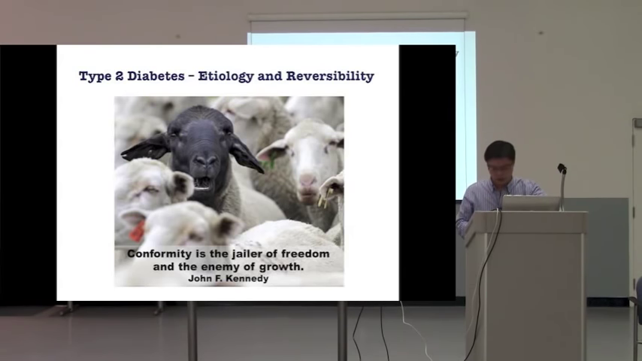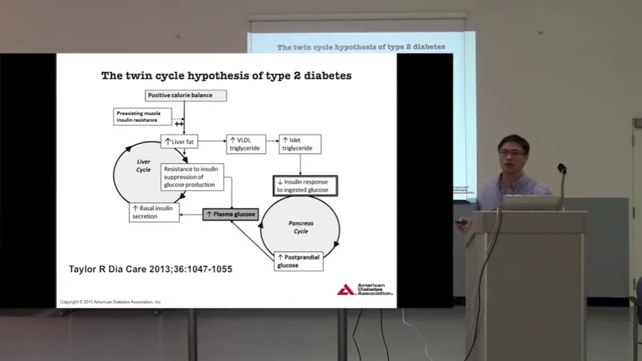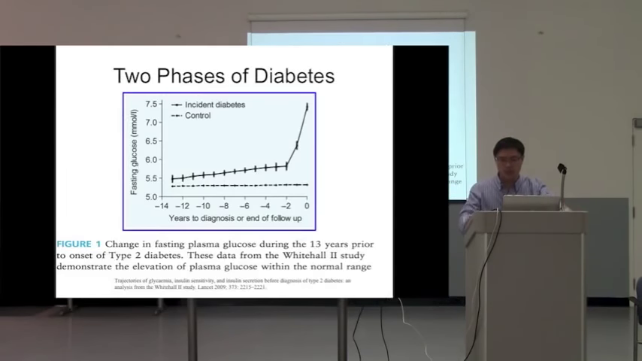And this is the paper it comes from. It's called the twin cycles hypothesis of type 2 diabetes, and it was published in Diabetes Care by Dr. Taylor in the UK. It's quite complicated, so we're going to take it through very slowly. The thing you have to understand about what causes diabetes is that there are actually two phases of type 2 diabetes. This is taken from the diagnosis.